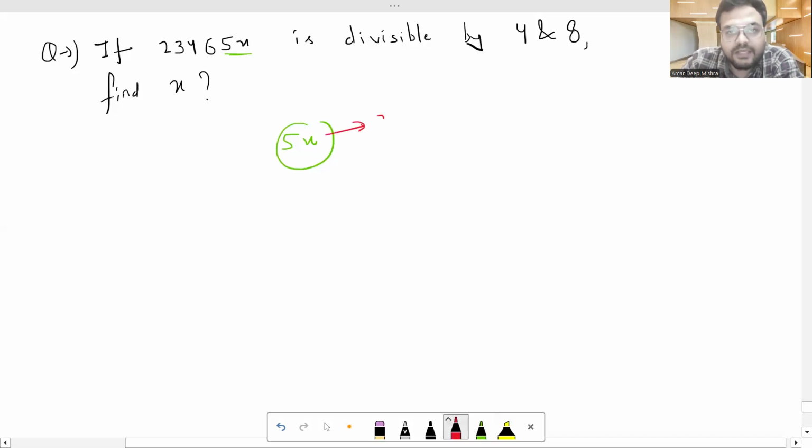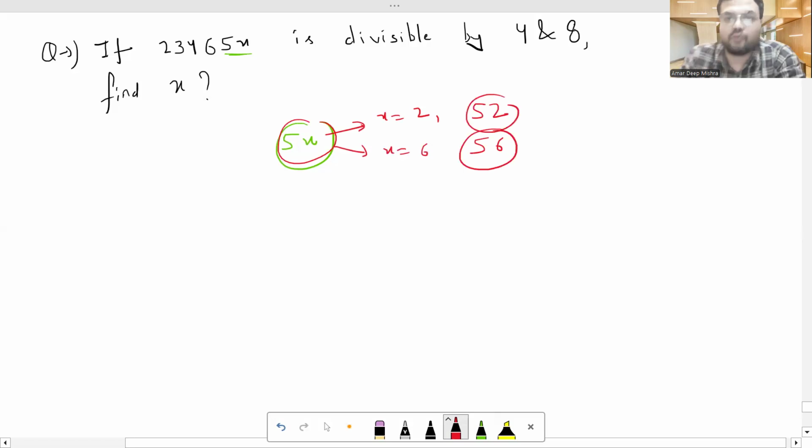The value of x can be taken as 2. The value of x can be taken as 6. If I take x equals to 2, this will become 52. If I take x equals to 6, it will become 56. Okay. And both of these numbers are divisible by 4, right? But this number is also divisible by 8.